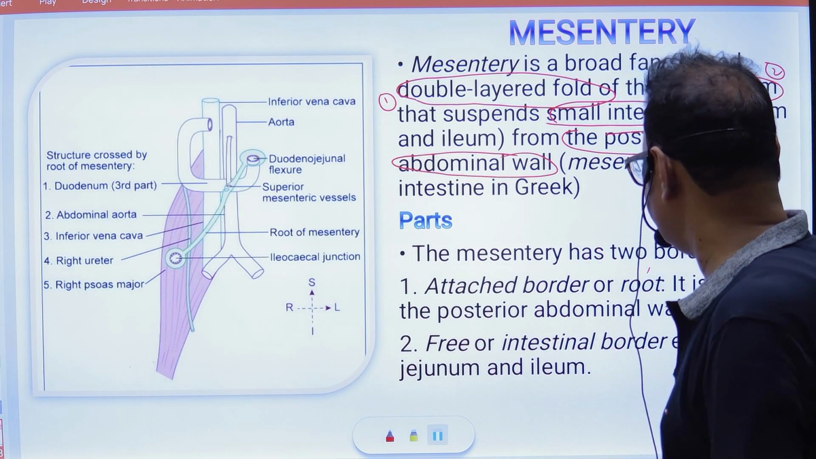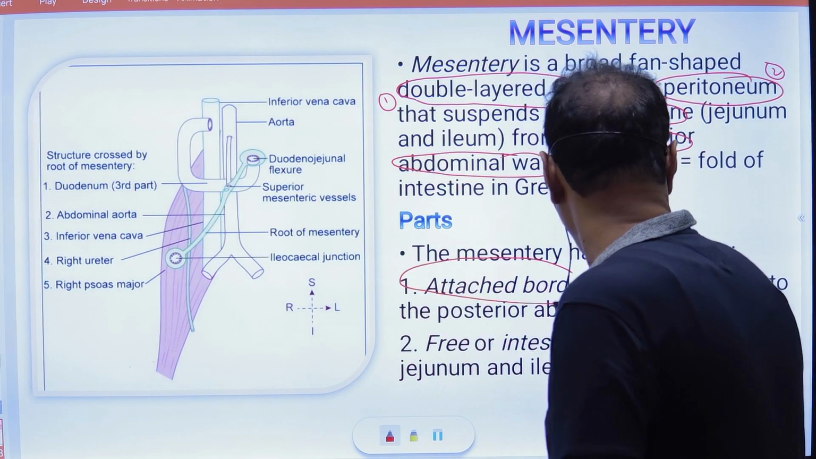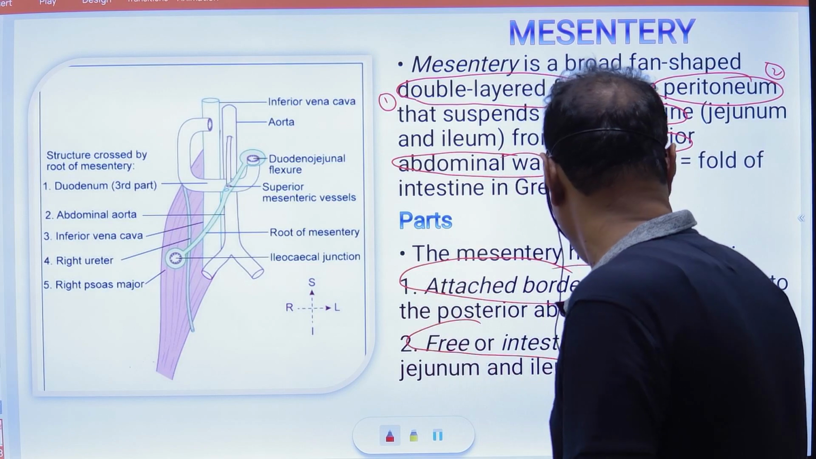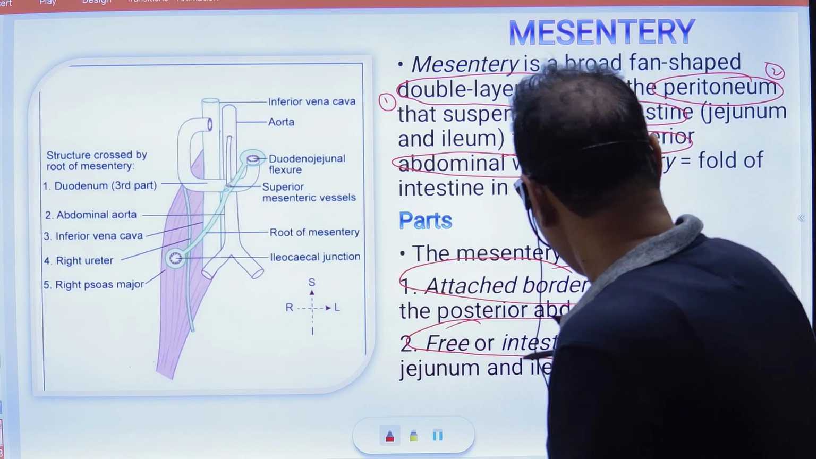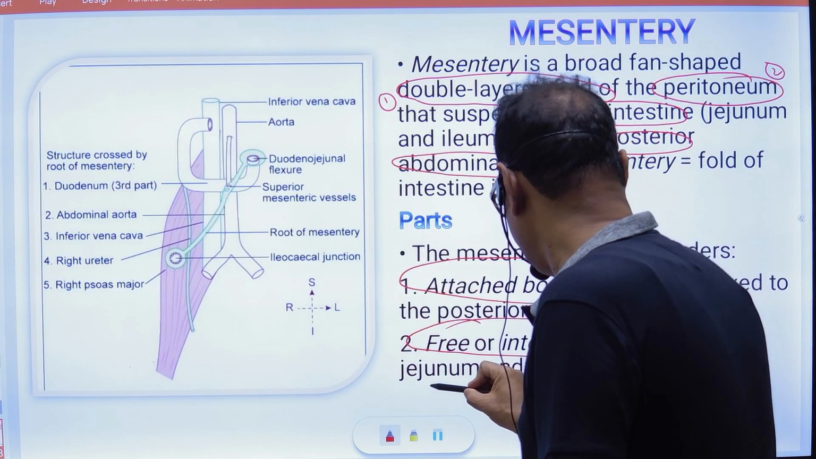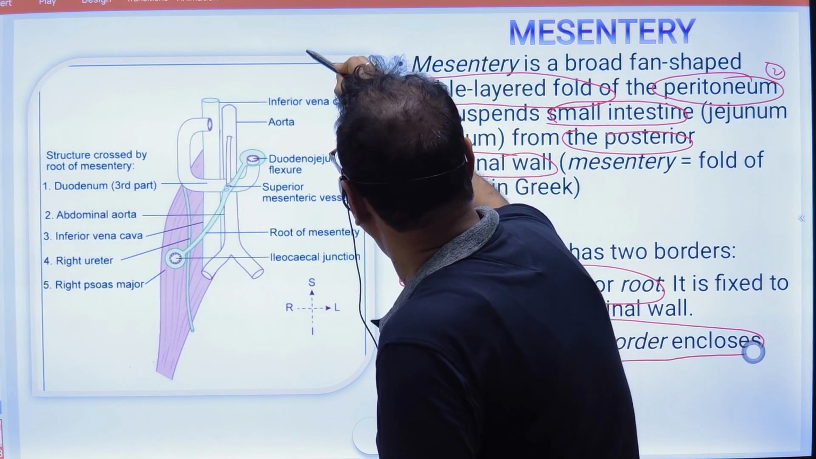It has got two margins. One is called the attached border or the root, and the second one is the free or the intestinal border. In the free border, it will enclose either the jejunum or the ileum. So if you go like this, this is the mesentery we have over here.